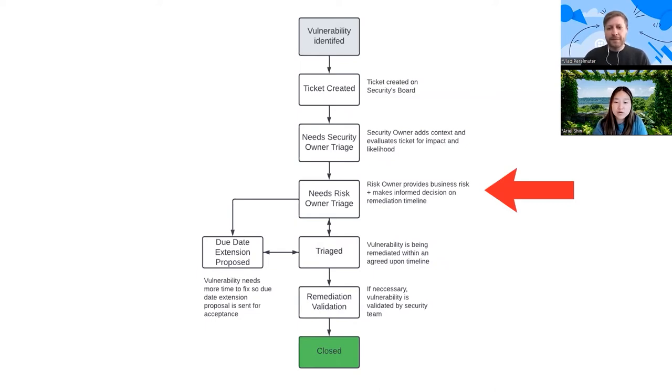With this workflow, the security engineer is no longer pushing to get a ticket fixed within SLA. The responsibility now lies in the hands of the risk owner. If the risk owner can fix it in the proposed timeline, they'll move it to triage, and they start fixing this vulnerability within SLA. However, if the risk owner is unable to fix the vulnerability within the proposed timeframe, they would propose an extension. Who approves an extension is important as their decision carries risk. We continue to make risk everyone's problem by making sure we're asking the correct people to accept risk.